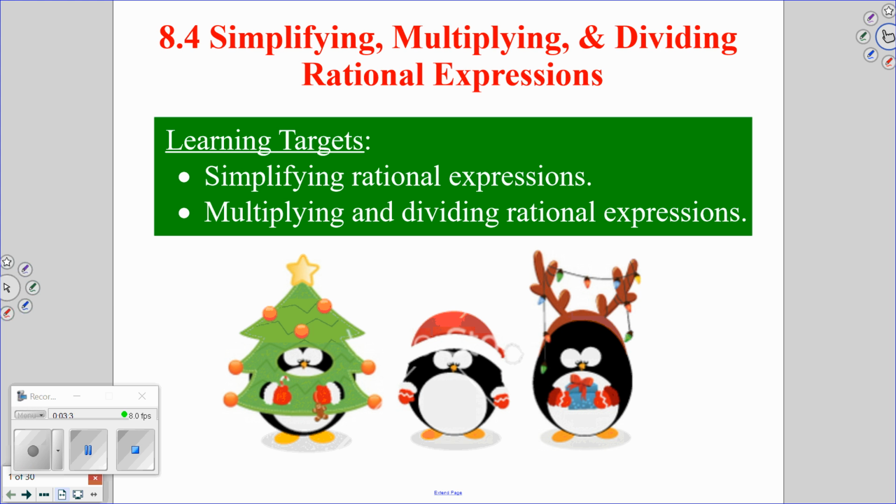The first 2 sections, for the first week and a half, we won't solve anything. Okay, we're just going to simplify. And then we'll get into solving afterwards. So for today, I just want to do simplifying and multiplying. We'll do dividing tomorrow.